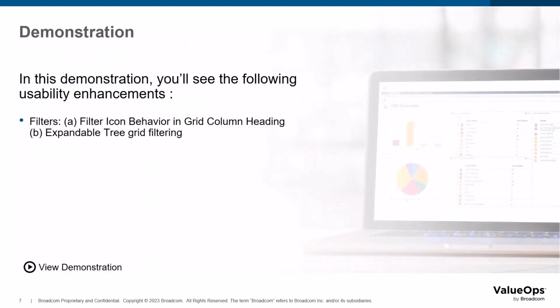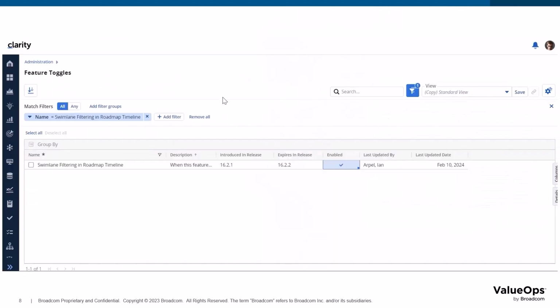In this demo, let us see the usability enhancements made with respect to filters, that is filter icon behavior in grid column heading and expandable tree grid filtering. I am presently in Clarity 16.2.1 release system. Please note that filter on swim lanes feature is behind toggle. By default, the toggle is enabled.